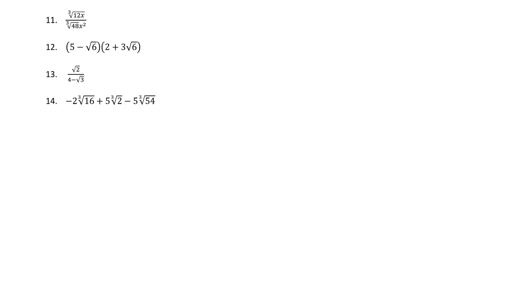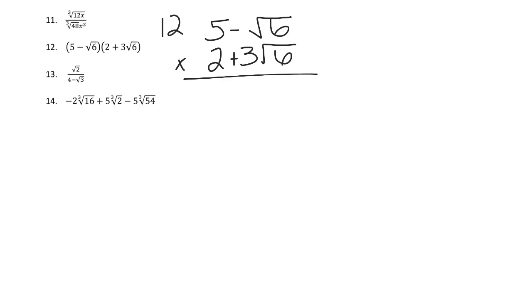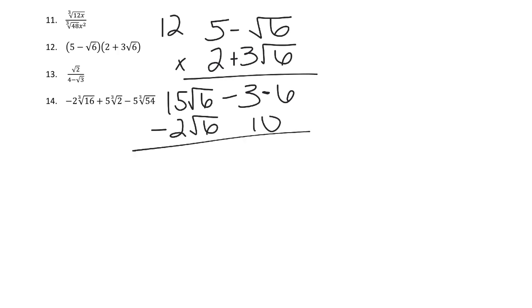All right, let's look at number 12. (5 minus the square root of 6)(2 plus 3 radical 6), and I'm going to do my vertical multiplication here. We multiply 3 radical 6 times negative radical 6, which is negative 3 times radical 36, which is 6. So 3 times 6 is negative 18. Then 5 times 3 radical 6 is 15 radical 6. 2 times negative radical 6 is negative 2 radical 6, and 5 times 2 is 10. So put that underneath there.